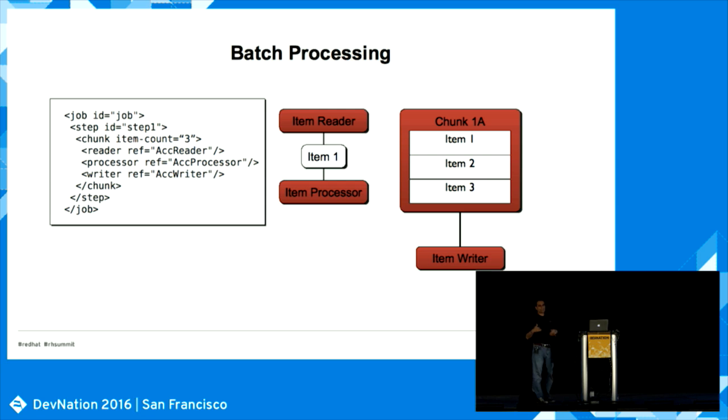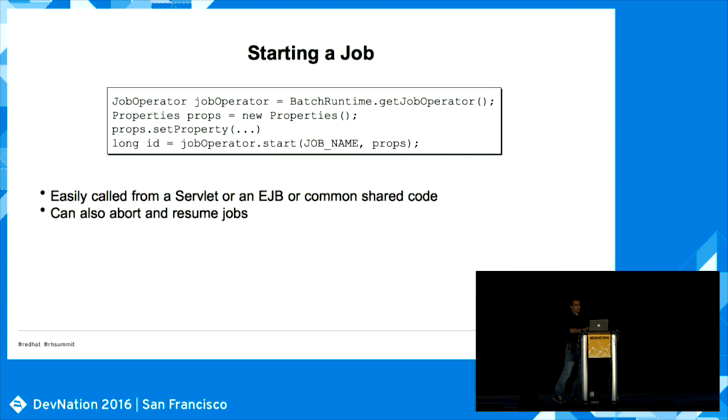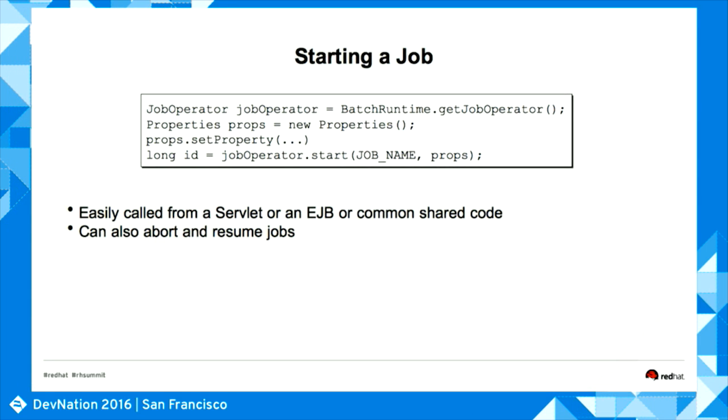You define a job, it consists of steps. Every step, you define your reader, processor, writer. All those are pluggable. You can provide your own implementations, obviously. And then you control it like this. There's a very simple API, the job operator. You get access to it through the runtime, provide some properties, and then you start the job. And there's a way to pause the job, ask about the status, cancel it, whatever.